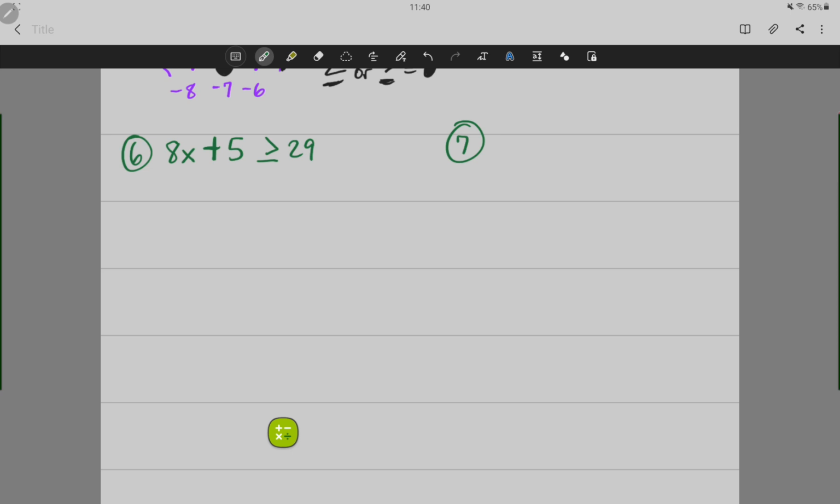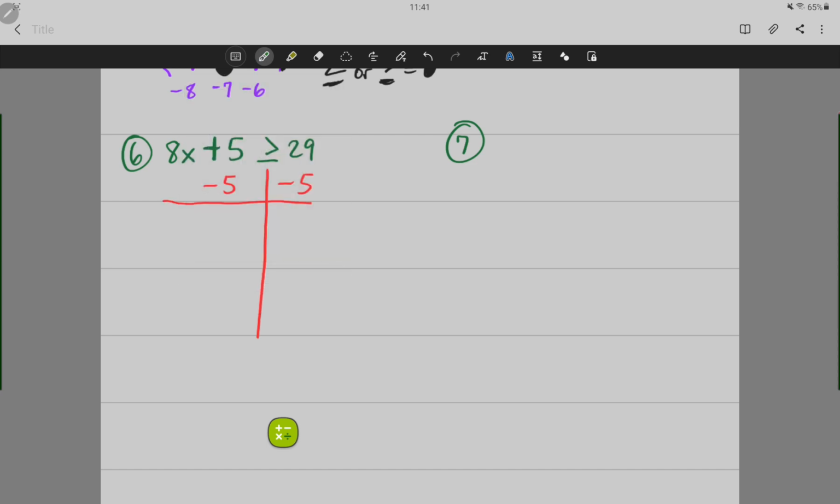Now that we have our inequality set up, now we can solve it. So where the inequality symbol is, greater than or equal to, just draw the line. Next, we want to isolate or get x all by itself on the left side. To do that, we have to get rid of the constant that's next to it, that positive 5. And the inverse or opposite of positive 5 is negative 5. So subtract 5 on both sides.